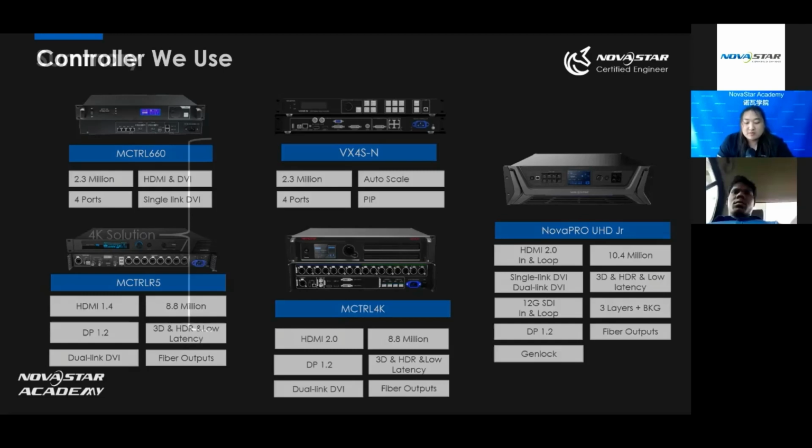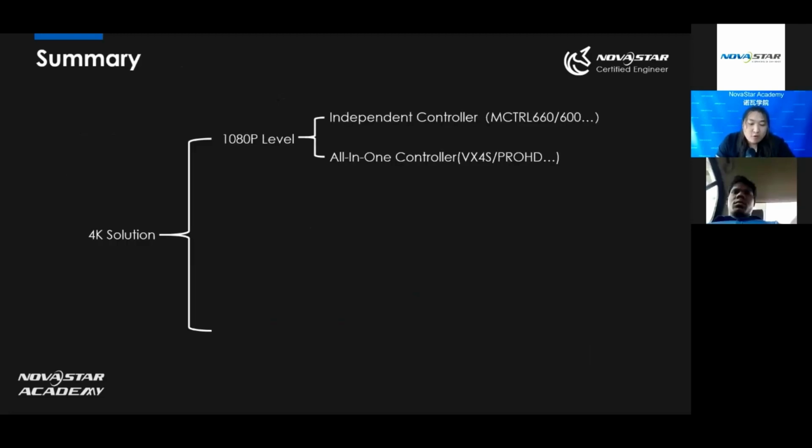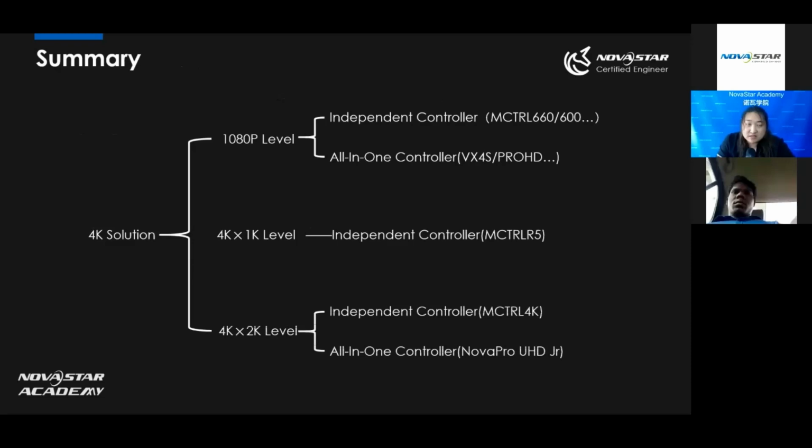All right, let's see the summary here. For the 4K solution, we have 3 levels. The first one is the 1080p level. We could just choose an independent controller like M-Control 660 or 600. Also, we could choose the all-in-one controller, the VX4S, Pro HD, right? And what else? Just using loop, DVR loop. And then you could just do the mosaic.